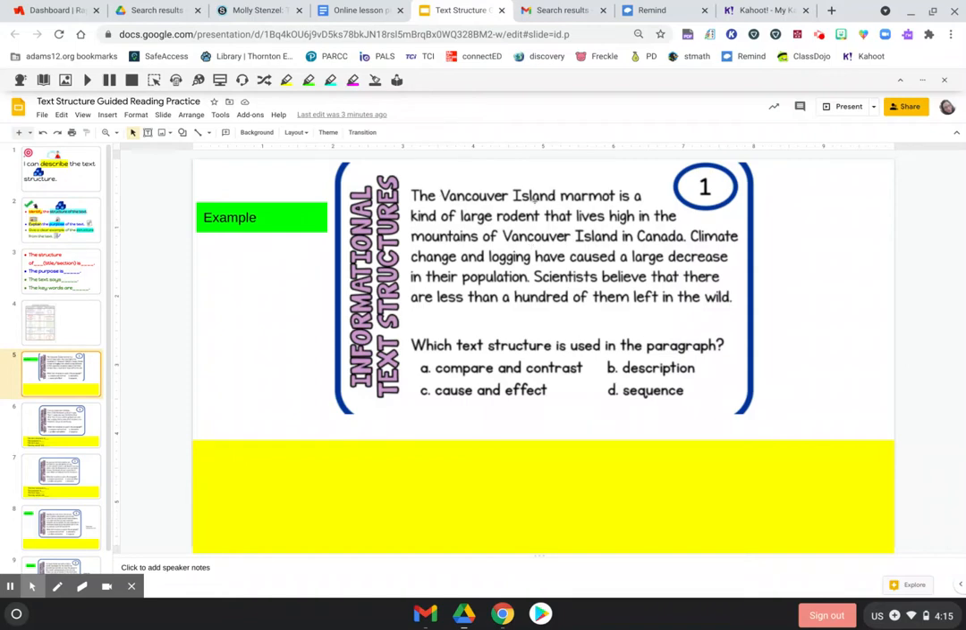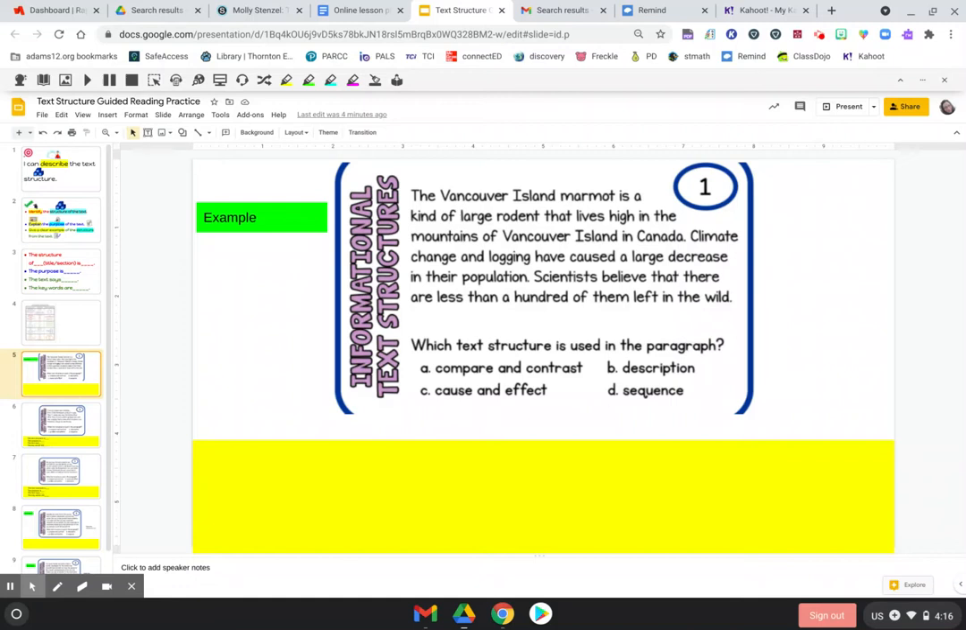The Vancouver Island marmot is a kind of large rodent that lives high in the mountains of Vancouver Island in Canada. Climate change and logging have caused a large decrease in their population. Scientists believe that there are less than 100 of them left in the wild. So, which text structure is used in the paragraph? Compare and contrast, description, cause and effect, or sequence.